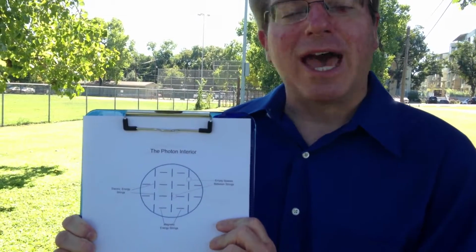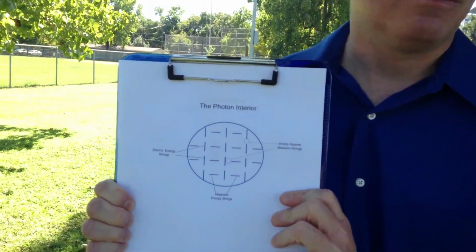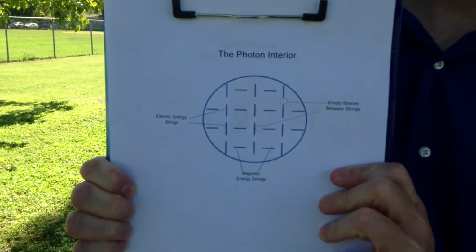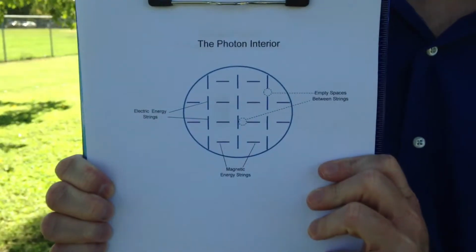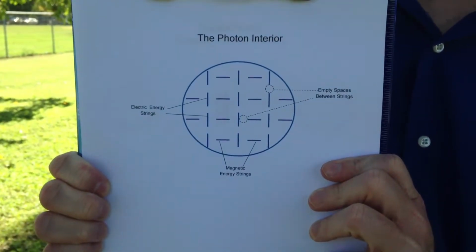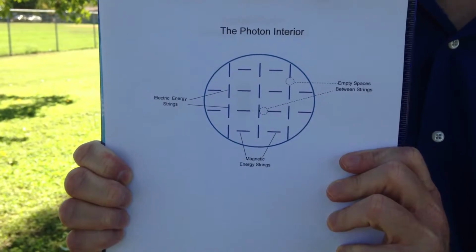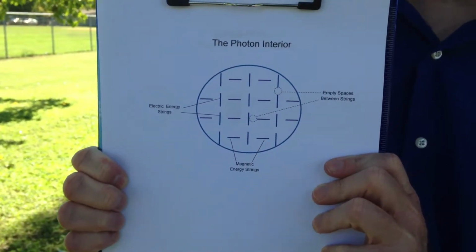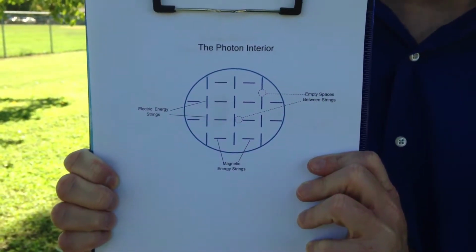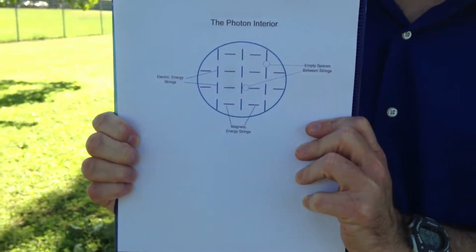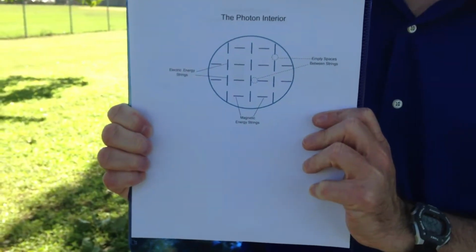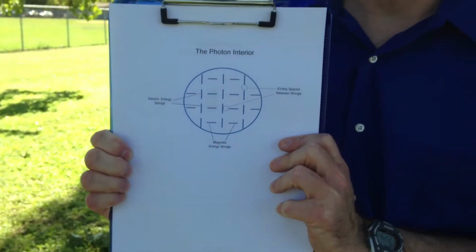Let's look again at what a photon actually is. The photon is actually composed of energy strings. There are electrical energy strings and magnetic energy strings. These strings are independent. There's not one continuous string, but small strings throughout the sphere. There are also spaces between the strings. This is important, particularly when we're talking about migrating around large objects.